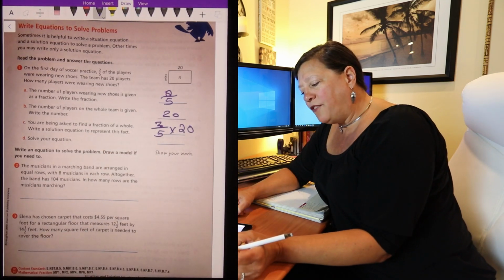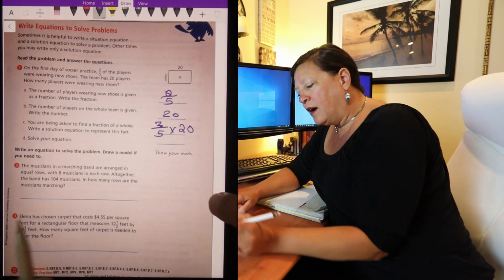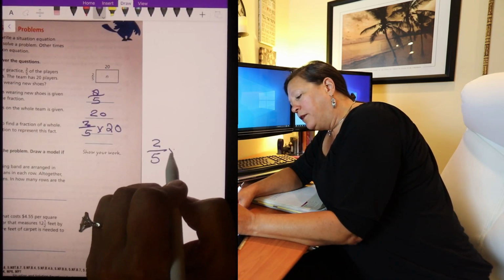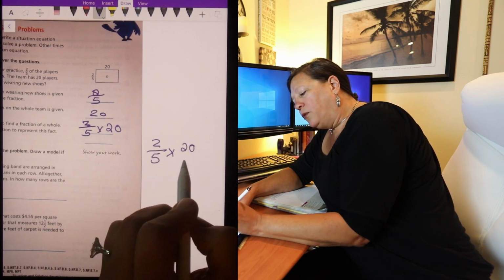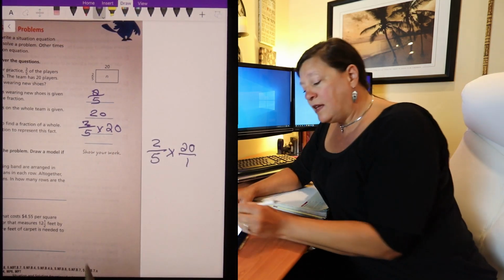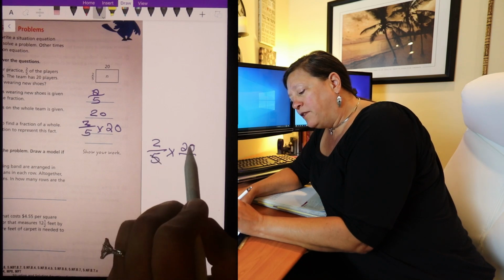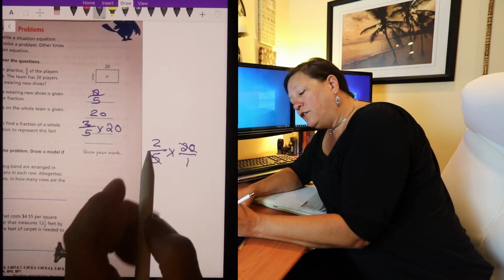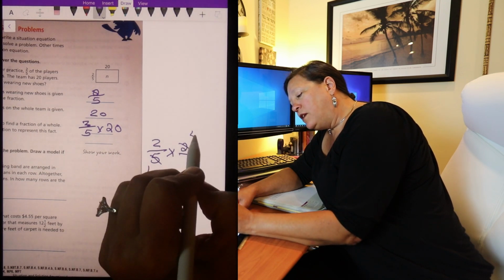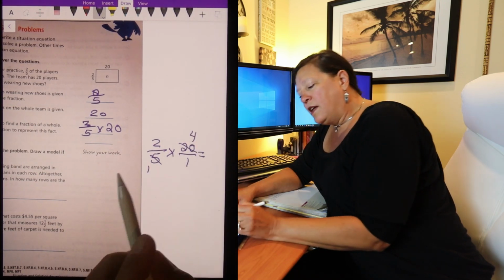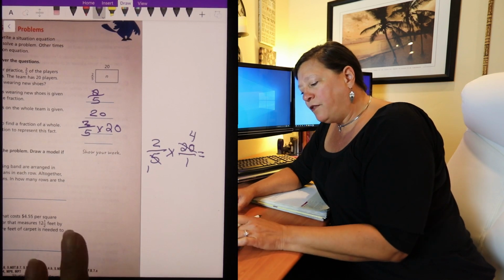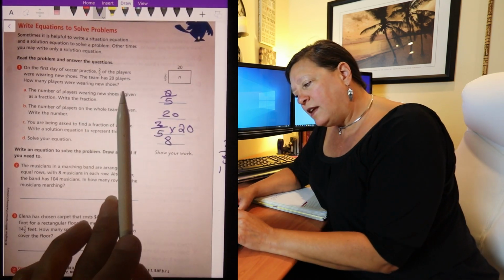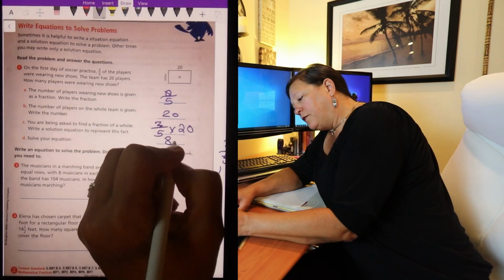Okay, and then we're going to solve that. Remember, when we are taking a fraction times a whole number, we take our whole number and put it over 1. And then you want to simplify first if you can. And 5 can go into itself and into 20. So this becomes 1, this becomes 4. You do the math to solve, and you would get 8. And what is our label? Players.